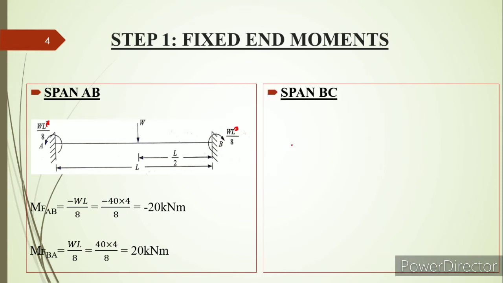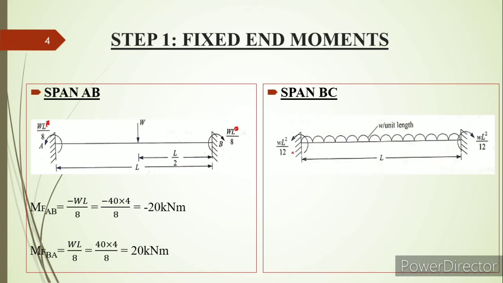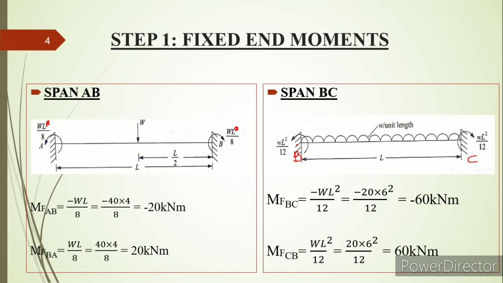Then next is span BC. In span BC, there is a UDL acting throughout the span, hence M of BC. The left support is B and the right support is C. So M of BC is equal to minus WL square by 12. Here also the moment is in the anti-clockwise direction, hence minus WL square by 12. W is 20 kN per meter and the value of L is 6. So minus WL square by 12 is equal to minus 60 kN meter. Similarly, M of CB is equal to plus WL square by 12. We get M of CB is equal to 60 kN meter by substituting the values of W and L.